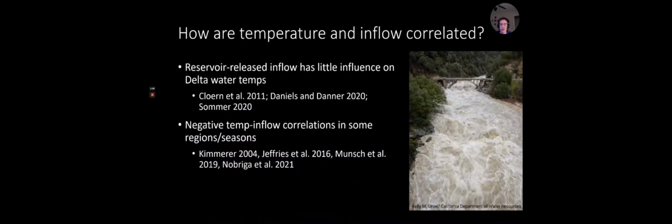But these two variables are actually related through a very complex causal web. So you can see that we have drivers including climate change, weather, snowmelt, water management, in-delta precipitation, delta air temperatures, upstream river temperatures that are all in this web connecting inflow to delta water temperature. So how are they actually related to one another?